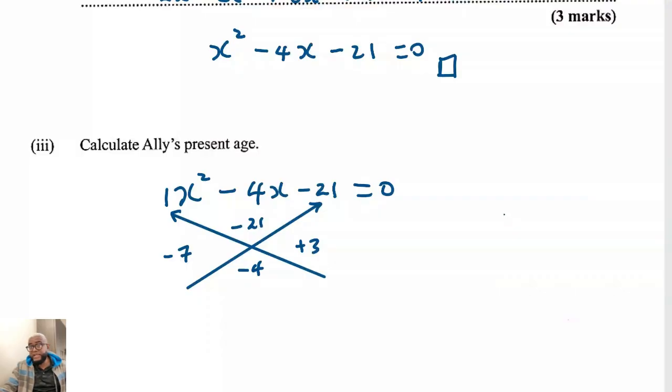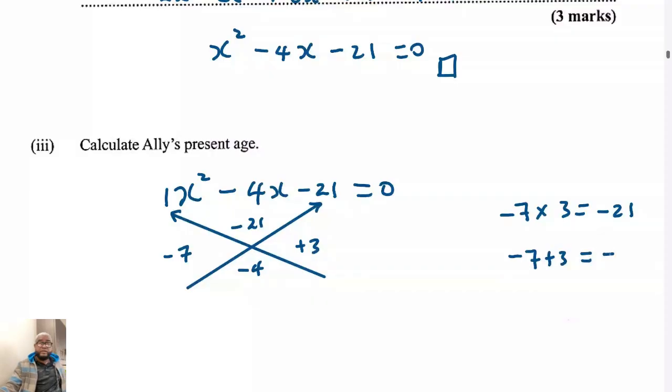So what should I do in the working column here? Negative 7 multiplied by positive 3 would give me, what will this give me? Negative, proper. Then negative 7 plus 3 would give me negative 4. And it checks out? Correct. Right? So we go in.